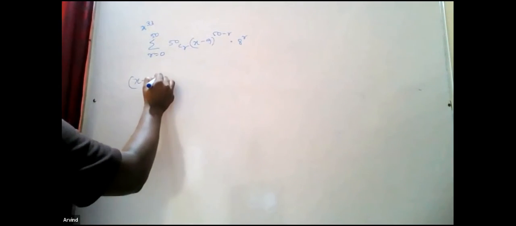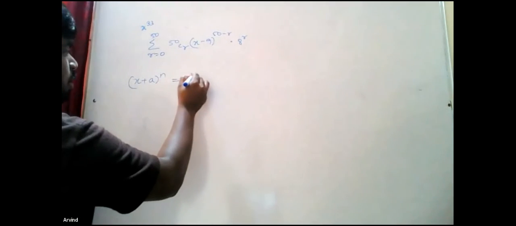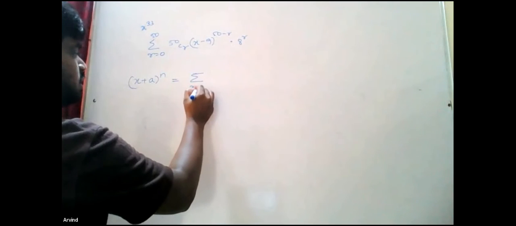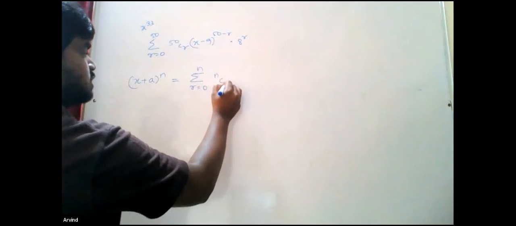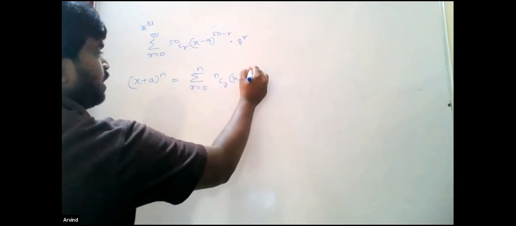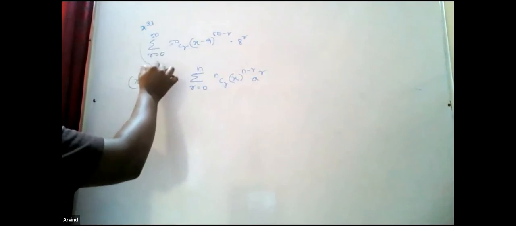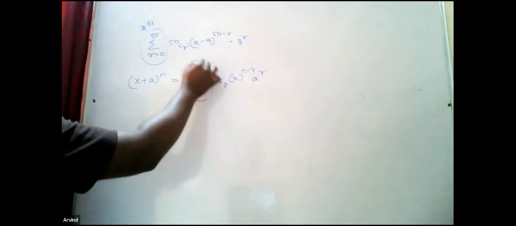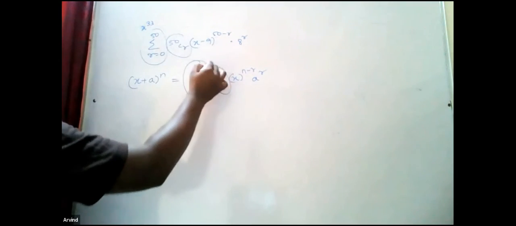Okay, but I'm going to use the binomial expansion formula. Observe, for (x plus a) whole to the power n, I wrote a formula. It can be written as the summation r equals 0 to n of nCr x to the power n minus r into a to the power r. You just compare. Summation r is equal to 0 to 50, same idea. It is looking exactly the same. But now in place of x, there is x minus 9.